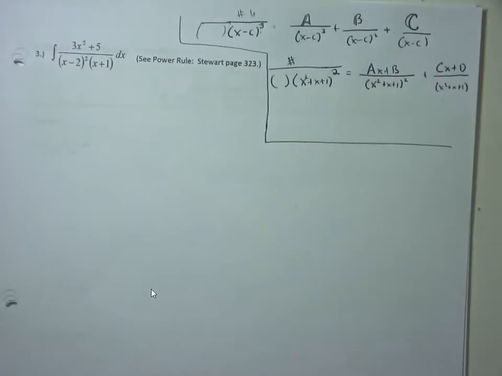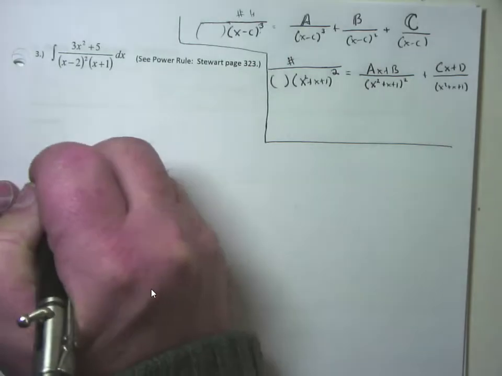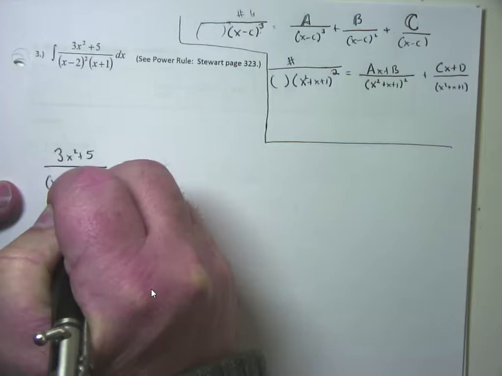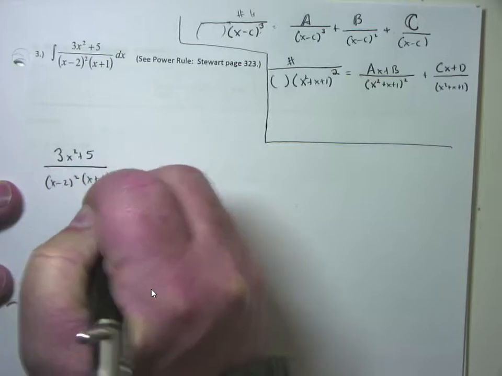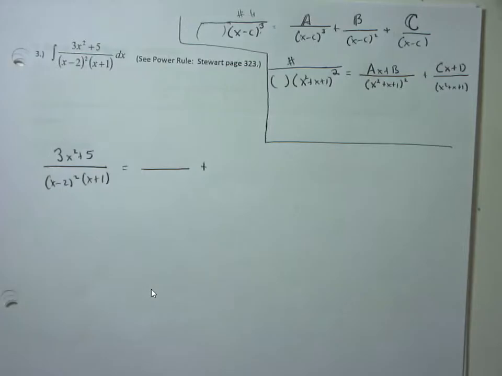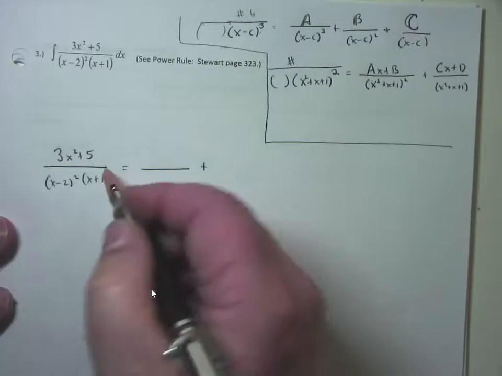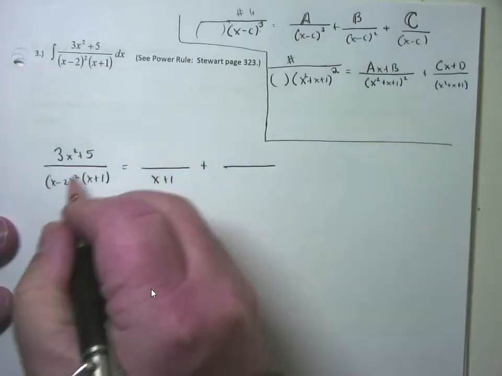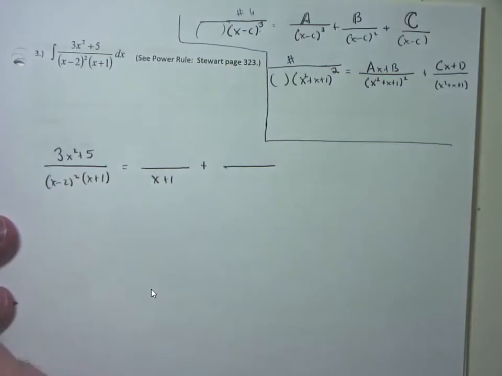So let's take a look at this problem here. I've got this problem, 3x squared plus 5 divided by x minus 2 squared times x plus 1. I want to bust this guy up. Well, the first thing I'm going to pull off is the factor that doesn't have a power. What's the factor that doesn't have a power on him? It's understood power 1, of course. It's x plus 1. Now, the x minus 2 squared, I'm going to use the power rule on that.